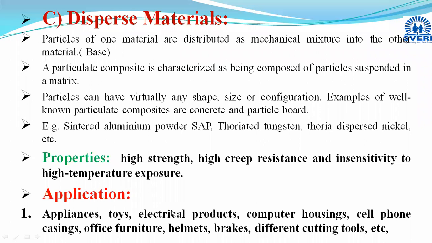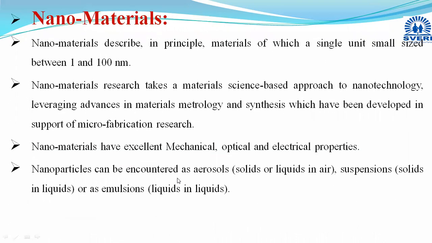Okay, in this way we have completed the discussion related to composite materials. In this we have discussed the meaning of composite material, then its classification, and then their properties and applications. Okay, if you are having any doubt related to this, please mention that in the chat box. If you are not having any doubt, then I will move towards nanomaterials.